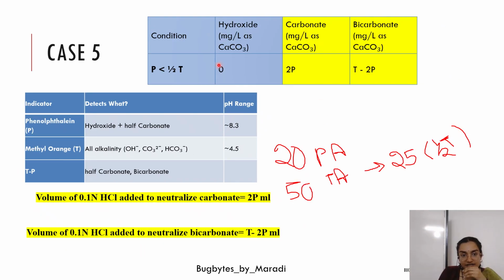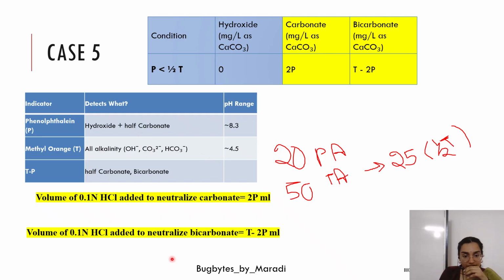So let us go to the last case. P is less than half of T. Just imagine your phenolphthalein alkalinity answer you got as 20. Total alkalinity answer you have got as 50. So half of 50, 50 divided by 2, that is 25. So 25 is actually greater than 20. At that time, you'll be using this particular condition. Okay. So at this particular state, what will be your answer?